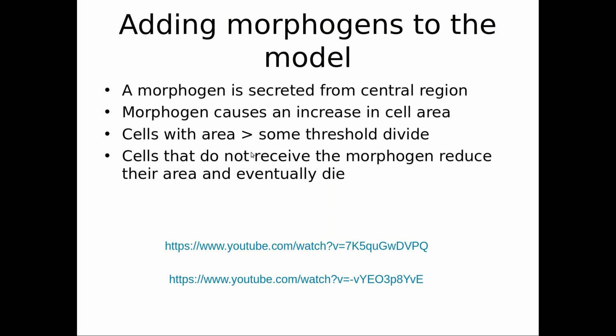Well, you can add more layers to the model. So you can implement gene regulatory networks, and you can make some genes regulate mechanical properties. So in this simulation, we have a morphogen which is secreted from a central band at a constant rate, and this morphogen causes an increase in cell area. Then cells with an area bigger than some threshold divide, and the cells that do not receive the morphogen reduce their area and eventually die. So this morphogen is like a trophic factor that is needed for cells to survive.